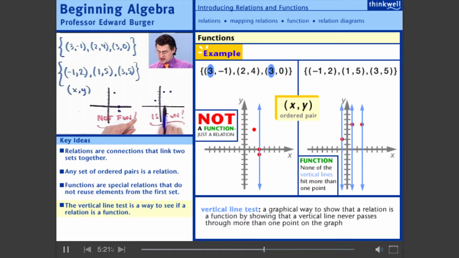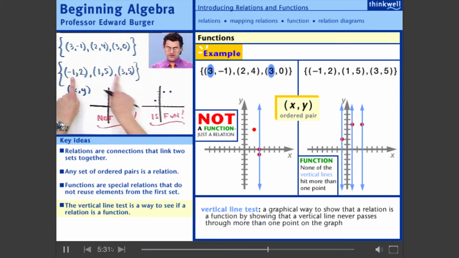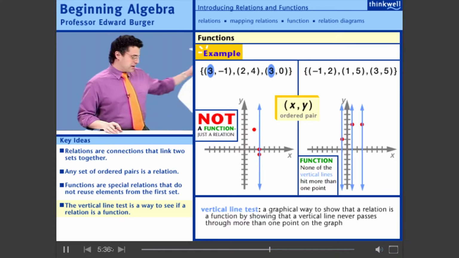Here, every single one only passes through 1 point. Notice, by the way, that horizontally, these two share the same second coordinate, but that's not what's required to be a function, only that all the first coordinates are different. That's all that's involved. Now, let me show you some examples of things that aren't necessarily numbers.